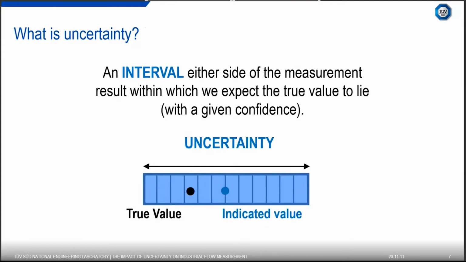So what is uncertainty? And when we talk about uncertainty, what is it? It's an interval either side of the measurement result within which we expect the true value to lie with a given confidence, and this is important. As you can see here, you've got your indicated value on your chart, you've got your associated uncertainty bands either side of this, and your true value is expected to lie somewhere within here with a given confidence level.